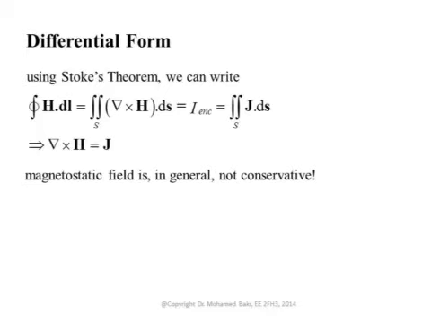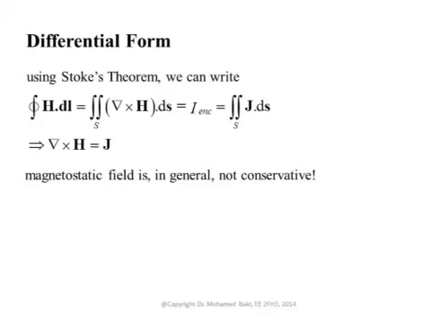So Ampere's law has two forms. An integral form: the integral of H dot dl is equal to the current enclosed. The second is a differential form, which is curl H equals J. So at every point in space, if you find the curl of H, this will give you the value of the current density at that point in space.